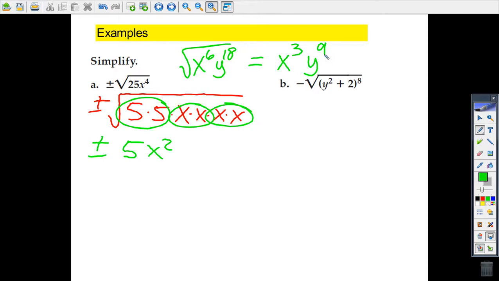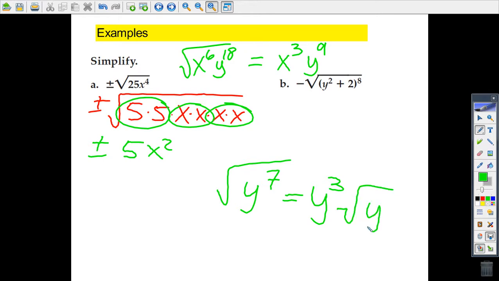And then it's 7 halves, but we'll get that. Right now, if you have something like the square root of y to the 7th, then how many pairs do you circle? 3, right? So that becomes y cubed, and then how many do you have left? 1, so that becomes the square root of y. Because that's the one that doesn't have a pair, it's lonely. So it stays in the radicand until it finds its twin.